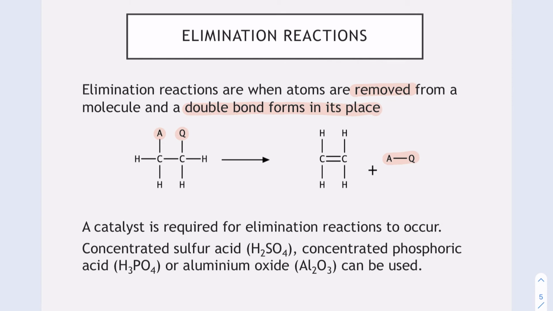Usually we have concentrated sulfuric acid, concentrated phosphoric acid, or aluminium oxide that can be used. So how would you write that? You would just write it above the arrow, just to explain that that is a reagent or a catalyst. Sometimes you can write the word cat or catalyst just to explain that that's a catalyst in the reaction.